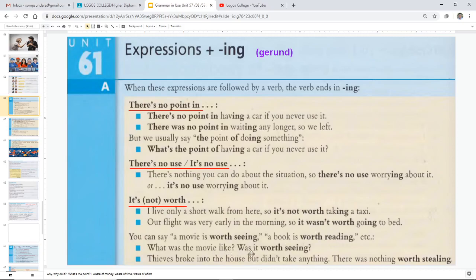What was the movie like? Was it worth seeing? So you're asking, was the movie good? Did you enjoy it? Should I go see it? That's what you're asking right there.